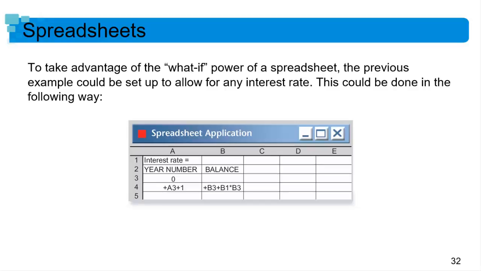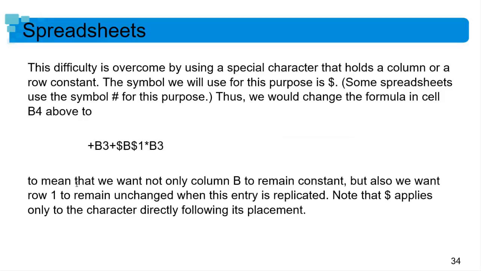Well, that's easy to do because all you have to do is put a dollar sign. And in fact, you technically only need to put a dollar sign in front of the 1. So it will freeze the 1, because since you're going to drag this formula just straight down, the B is never going to change. But if you put a dollar sign in front of the B, then the B doesn't change. If you put it in front of the 1, the 1 doesn't change. If you put it in front of both, nothing changes.